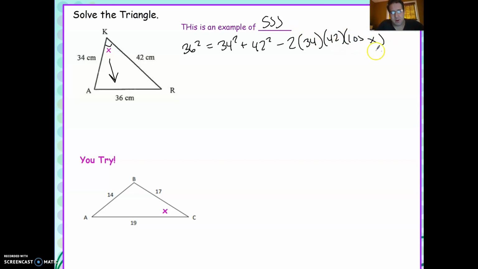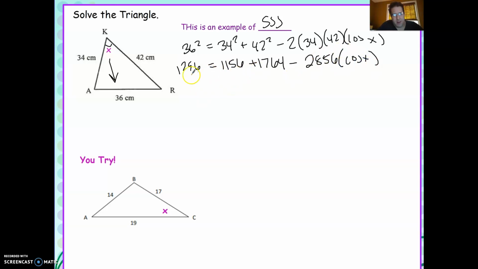All right, so now I'm trying to find x. This makes this a little bit more difficult. I can't just put the whole thing in the calculator because it's not set equal to x. So I'm going to do this one step at a time. 36 squared happens to be 1296, equals 34 squared, which is 1156, plus 42 squared, which happens to be 1764. Now, I can simplify all of this. 2 times 34 is 68. Multiply that by 42, gives me 2856 times cosine of x.